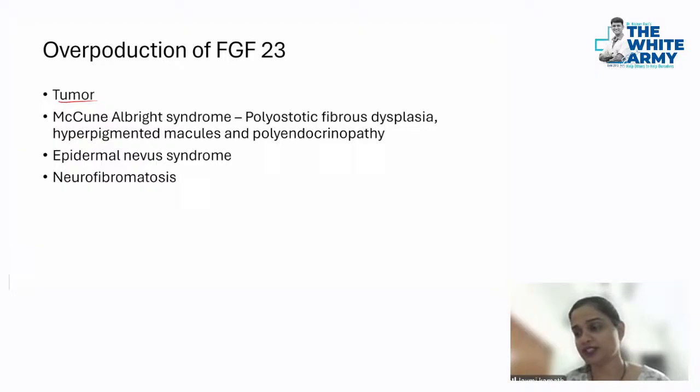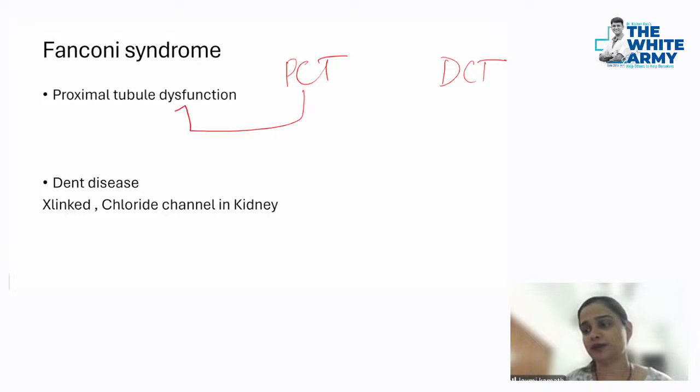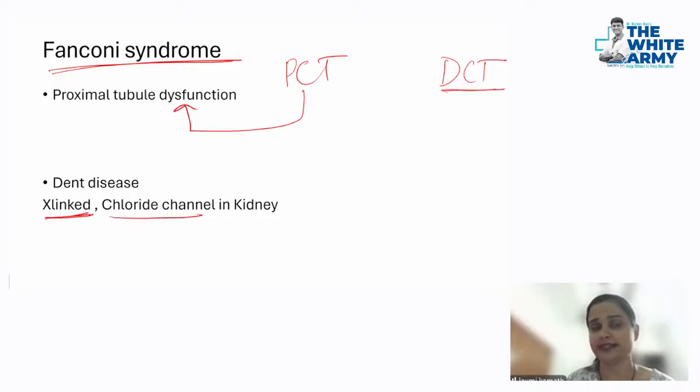So tumors, or syndromes like McCune-Albright syndrome, epidermal nevus syndrome, and sometimes even neurofibromatosis, can give rise to a rickets picture because of FGF23. When it is an FGF23-independent picture, it is a proximal convoluted tubule problem or a distal convoluted tubule problem. Proximal convoluted tubule problem, most commonly it is Fanconi syndrome, or hypophosphatemic rickets with hypercalciuria, or it can be a distal convoluted tubule problem, like in Dent disease, which is X-linked with a chloride channel problem in the kidney.